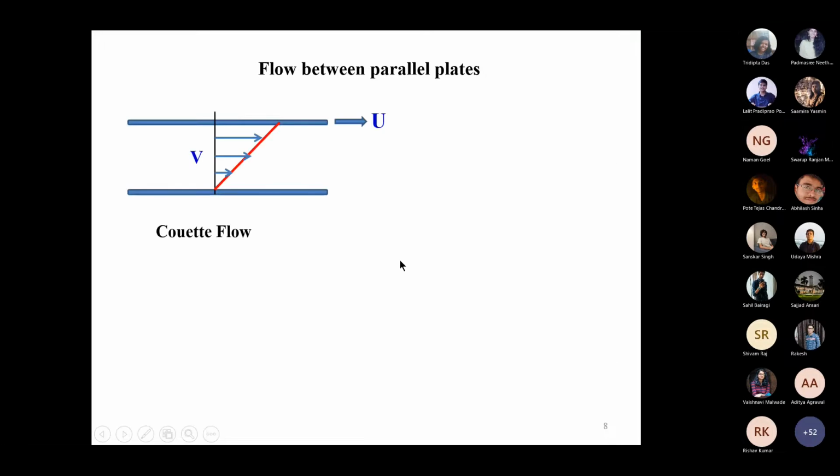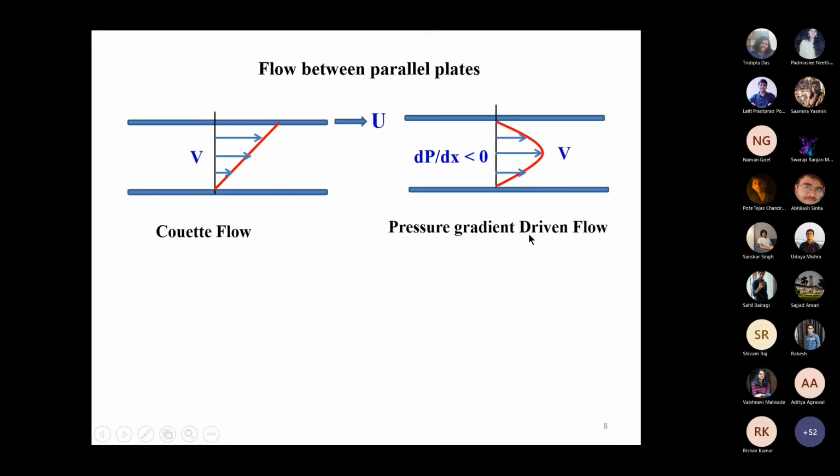The other one, for this case, is the pressure gradient driven flow. We have also seen that when both the plates are stationary, you just apply a pressure and you get a parabolic distribution with the maximum velocity at the center line. And of course, the pressure has to progressively decrease in the direction of flow in order to make it a favorable pressure gradient.